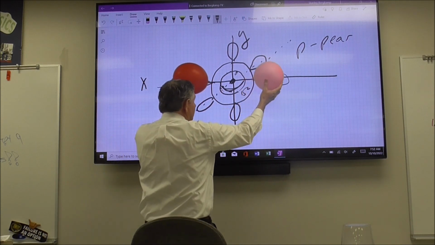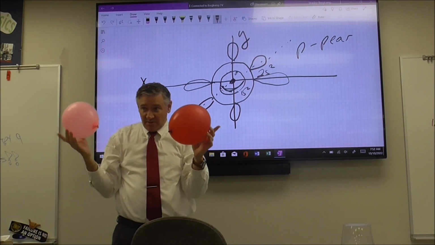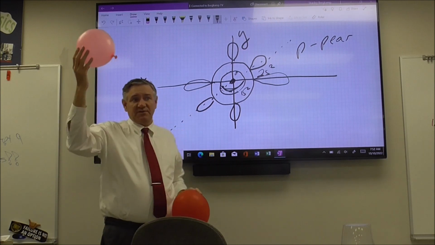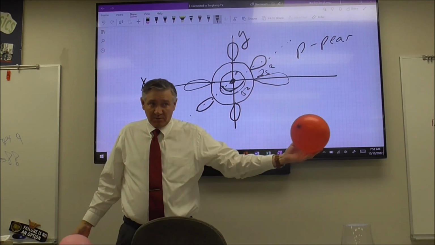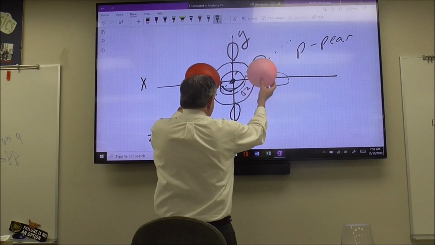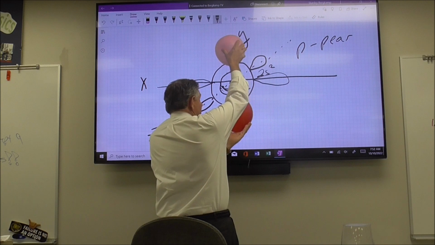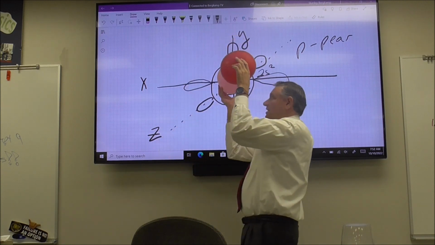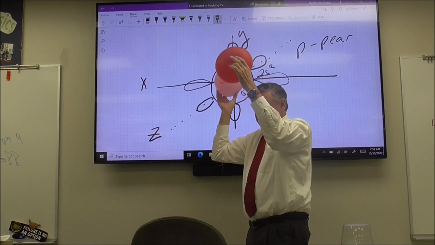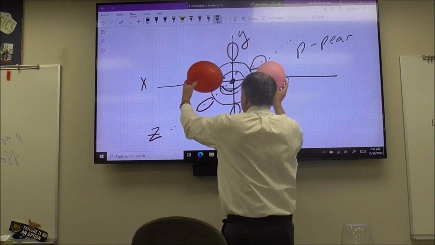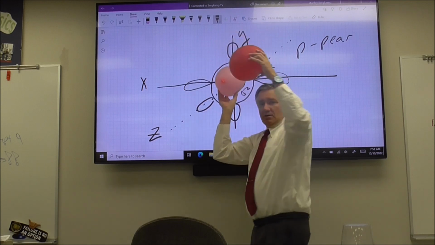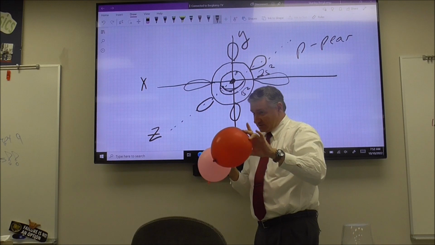Now, these 2 balloons together make up the orbital. Don't think this is one orbital and that's another one. These 2 together are like this. There's my X. You'd have another set like this, and then imagine that I've got another set coming out here like this. So I've got 1 along the X, 1 along the Y, 1 along the Z. Got the visual.